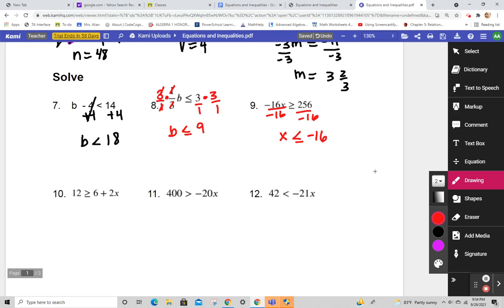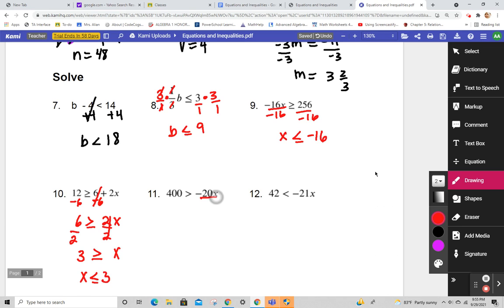Two-step equations, because we have to do two things. We'll start by subtracting 6 from both sides. So we'll have 6 is greater than or equal to 2x. Then we'll divide both sides by 2. We'll have x on this side is less than or equal to 6 divided by 2 is 3. Okay? This can be rewritten if you choose this way. So x is less than or equal to 3.